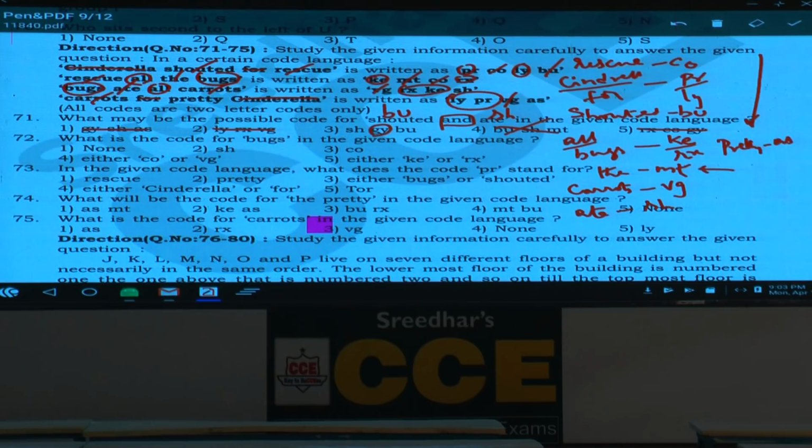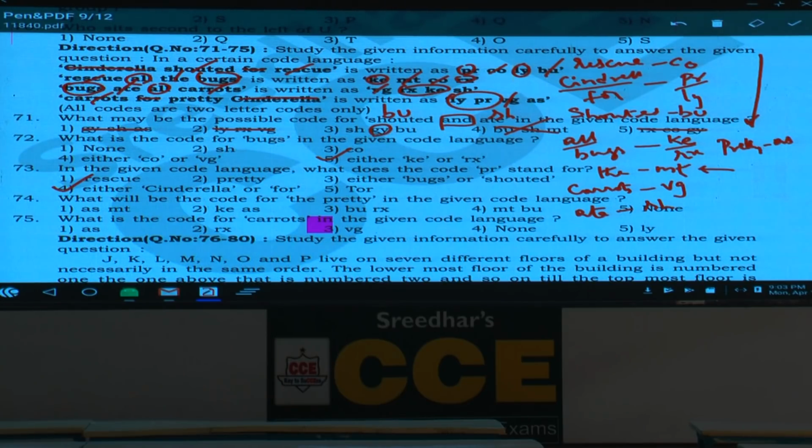Then 72. What is the code for bugs? Yes, tell me what is the code here. The code for the bugs could be either KE or RX, choice 5. And 73 in the given code language. What does the code PR stand for? Now this code PR stands for either Cinderella or fur, and it is given in choice 4.